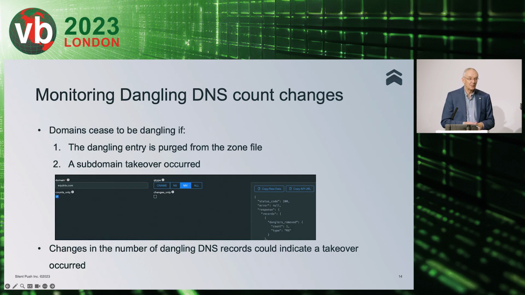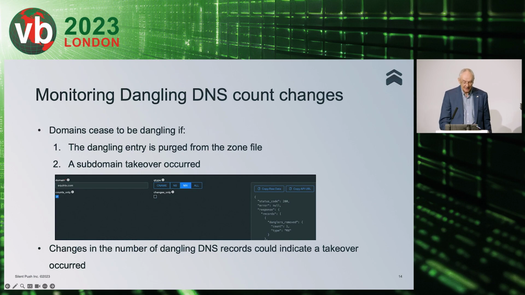So if the number goes up, okay, we have a new dangling record. If the number goes down, there could be a couple of reasons for that. Either we started cleaning it up, which is a good thing, or the actual record has been hijacked by someone else. And that would be not so good. But not knowing about that is the worst situation you can be in. So being able to monitor this is really important.